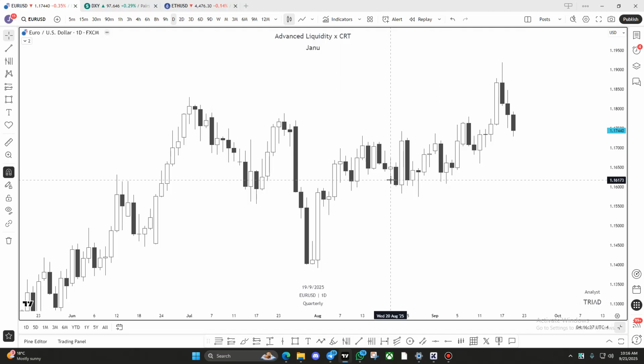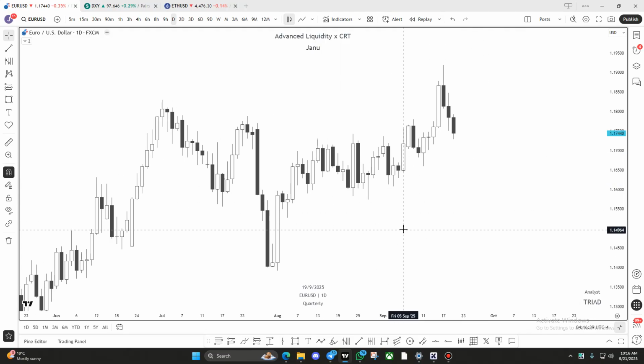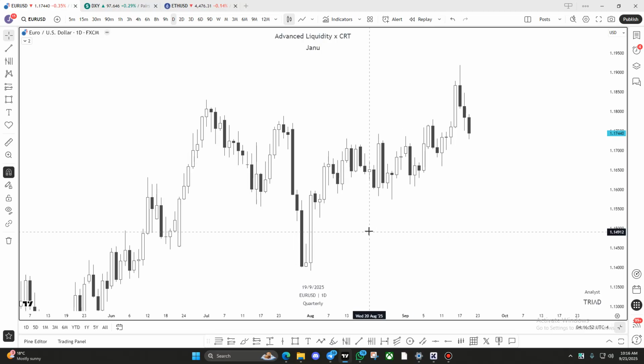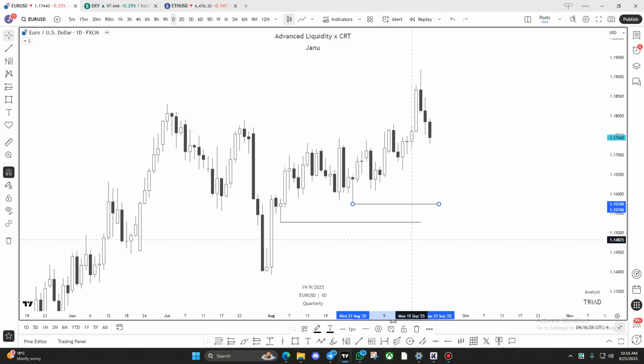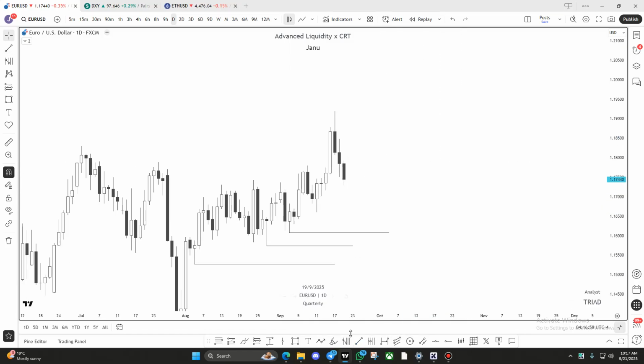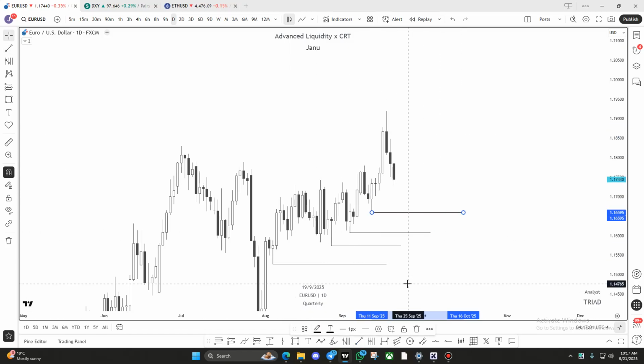First, let's start with what is liquidity. Liquidity is just where you can find orders resting: stop losses, TPs, resting orders. Those are the liquidity pools. A lot of the time you'll see people approach the chart and say, okay, this low, we got this low, all of these are sell side liquidity as we come down.